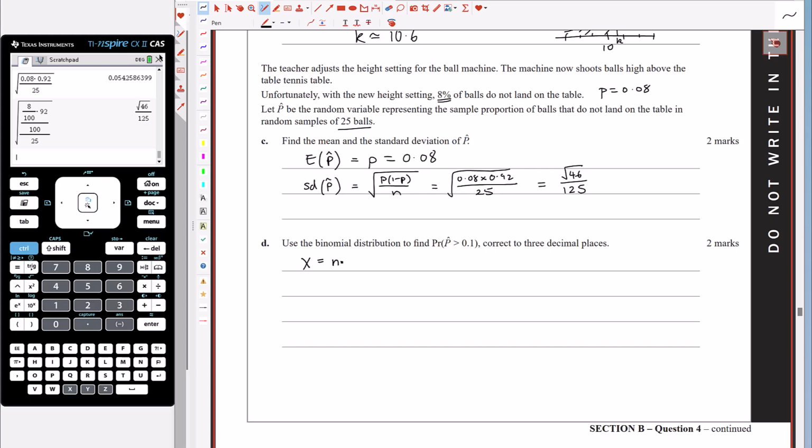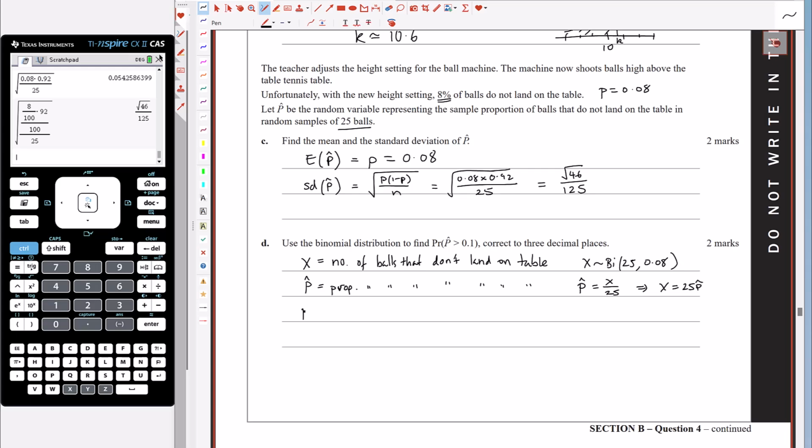So if x is the number of balls that don't land on the table, okay, x is binomially distributed. X is a binomial variable. There's 25 balls, and the probability that a ball doesn't land on the table is 0.08. Then we have this other variable p hat, which is the proportion of balls that don't land on the table. And the connection between these two quantities is that p hat is the number of balls divided by 25. And so that means that x equals 25 times p hat.